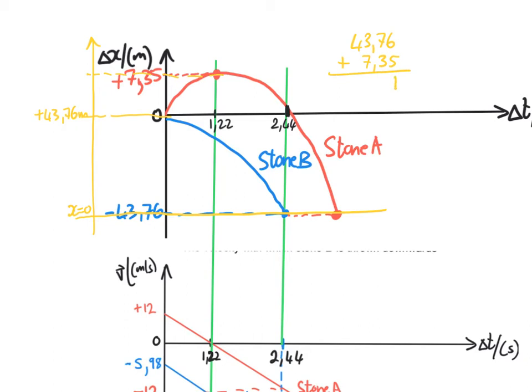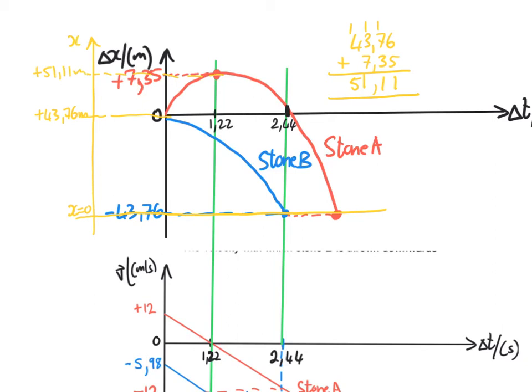6 plus 5 is 11. 1, carry 1. Yes, I come from a previous century. I still add like this. 1 plus 7 is 8, plus 3 is 11. 1 plus 3 is 4, plus 7 is 11. And this 1 plus 4 is 5. It may be old, but it works. This should be plus 51,11 meters, and this would be x.